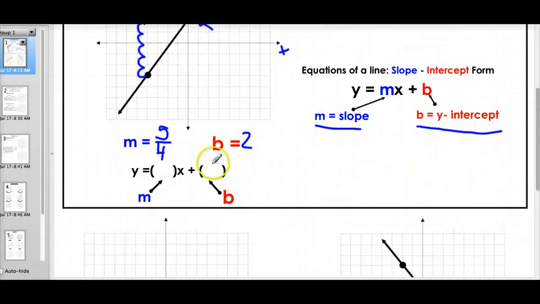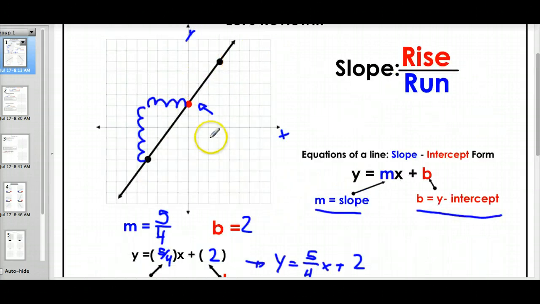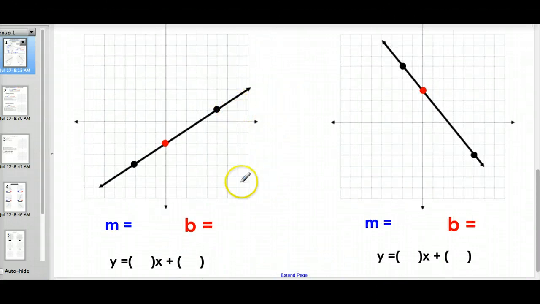So if I was going to write the equation of it, it would just be 5 over 4 x plus 2. And let me just write that one more time. y equals 5 over 4 x plus 2. That's my slope, that's my y-intercept, and that is what it looks like. Alright, let's practice this a little bit.